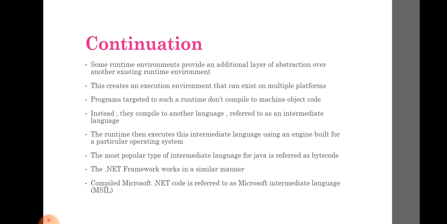Got it? In our Java programming language, there is also an intermediate language that is named bytecode. Just remember, students, is there any compiler in Java? We have an interpreter. What is the functionality of the interpreter? It will convert the source code into intermediate code that is named bytecode. Just like bytecode in Java, in the .NET framework it is named the intermediate language. The compiled Microsoft .NET code is referred to as the Microsoft Intermediate Language.